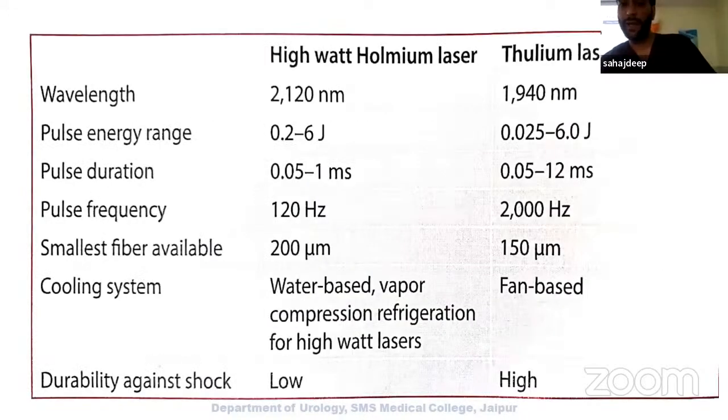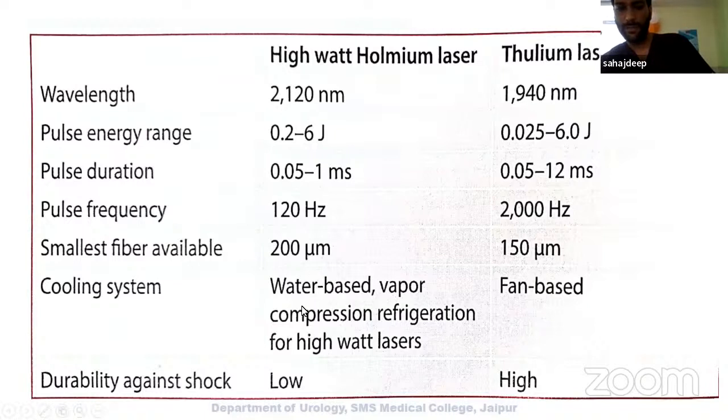Here is the comparison between high watt holmium laser and thulium laser fiber. Thulium laser fiber can operate on a wide range of energy as well as a wide range of frequency. The smallest fiber that is available for transmission of laser in thulium laser fiber is 150 micrometer, whereas for high watt holmium laser it is around 200 micrometer. Small size fiber allows better maneuverability in the ECS system as well as inaccessible lower pole calculus. As well as it allows better irrigation and further better vision.